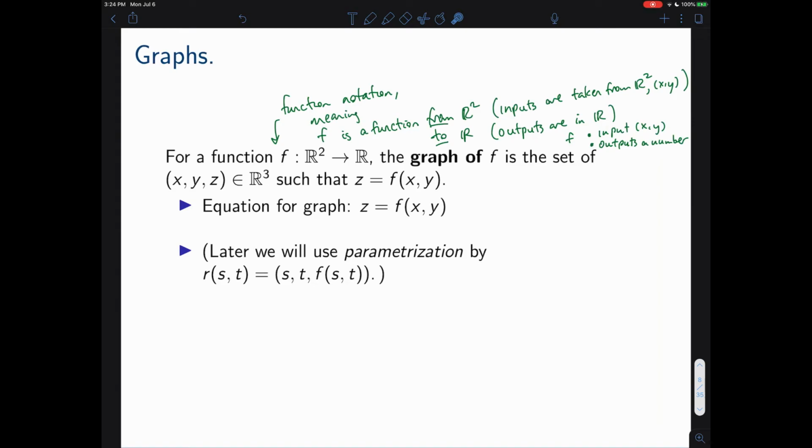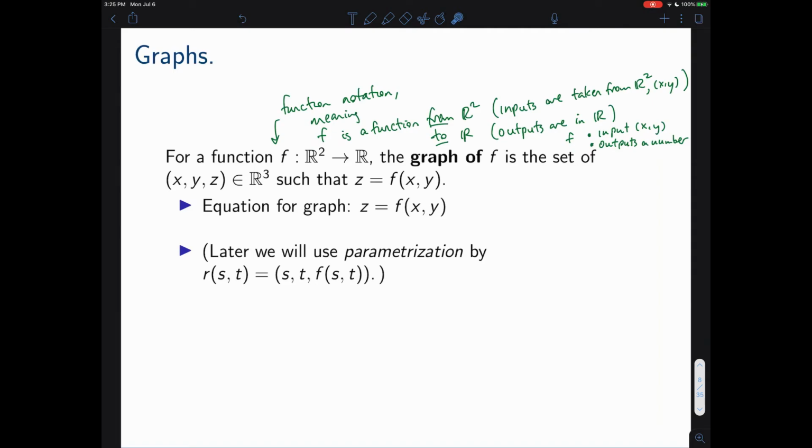So the graph is just that collection of dots, which is typically going to be infinitely many dots, and we just draw it as a surface. All those points taken together. The graph is defined by an equation. It's just the equation z equals f of xy.